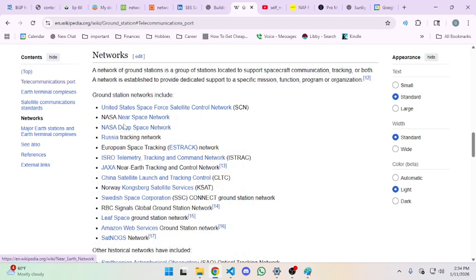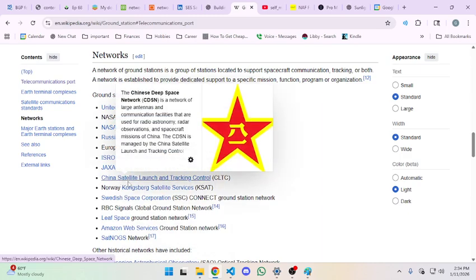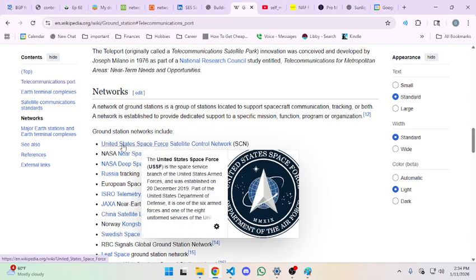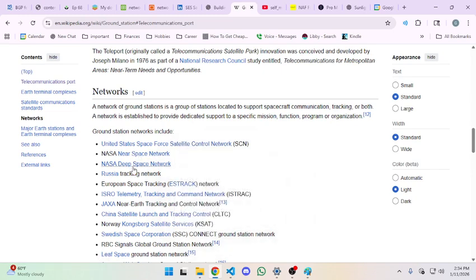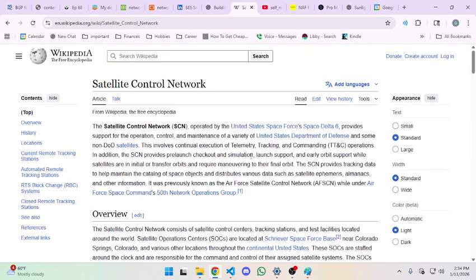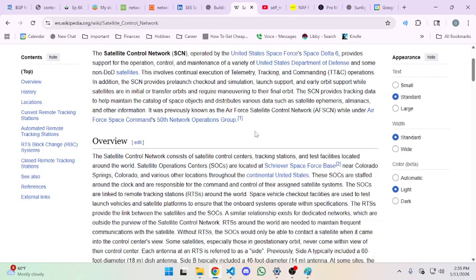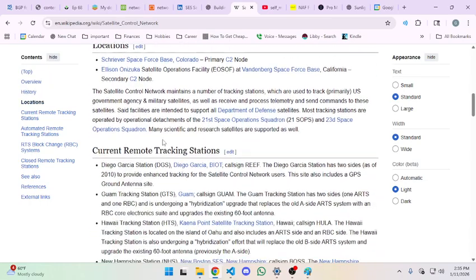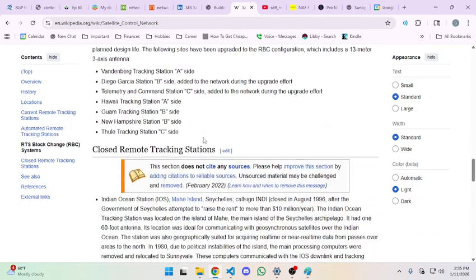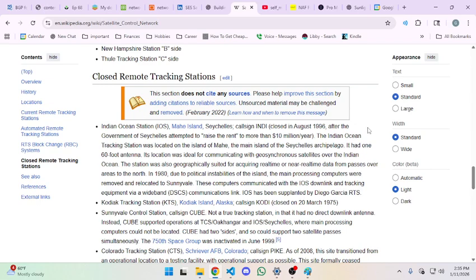So yeah, NASA has their own network, and all these space programs have one. Let's take a look at the satellite control network operated by the United States Space Force Delta 6, or we could look at the Deep Space Network. We want to look at a satellite control network because that'll give us a good sense of what this network would look like. So let's do this, and we'll just use the regular mode.